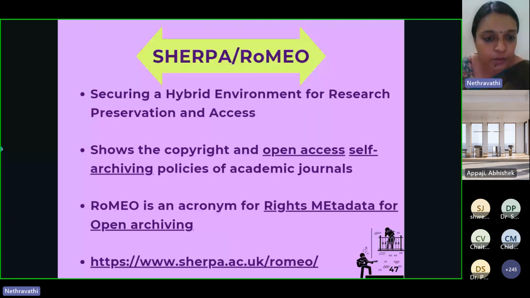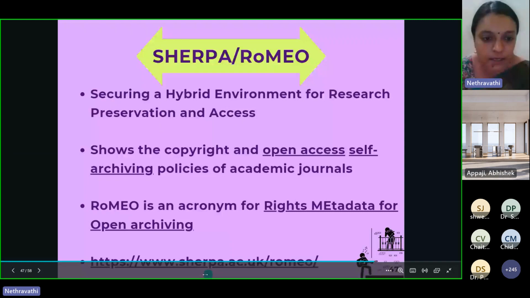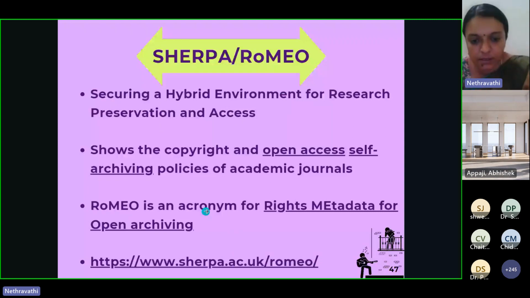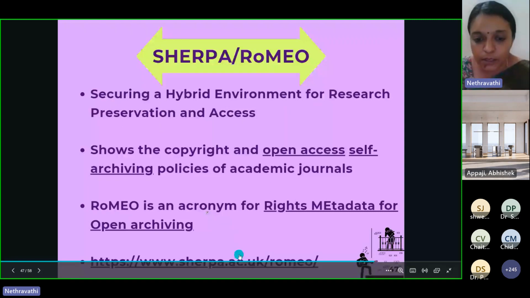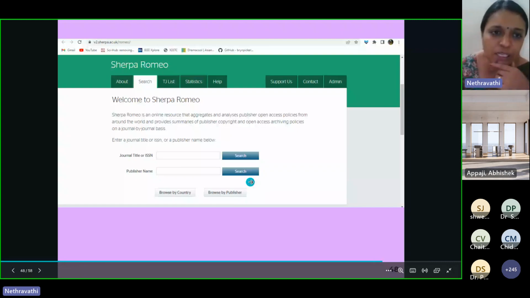As I told, Romeo stands for Rights Metadata for Open Archiving, and this is the website. I think it's a must. This is the website for searching Sherpa Romeo. You can just Google it also, Sherpa Romeo. It will open this page, and in this page you can give the journal title.